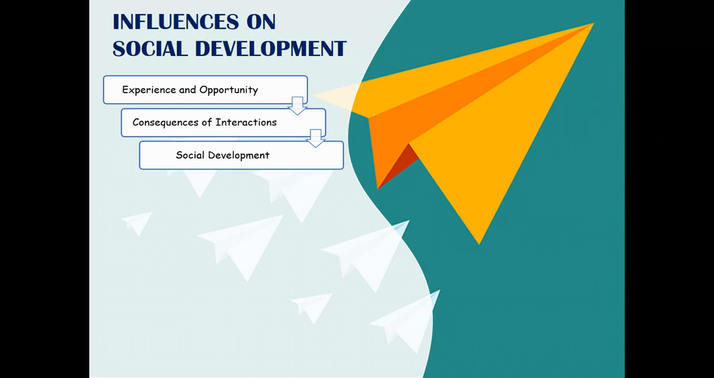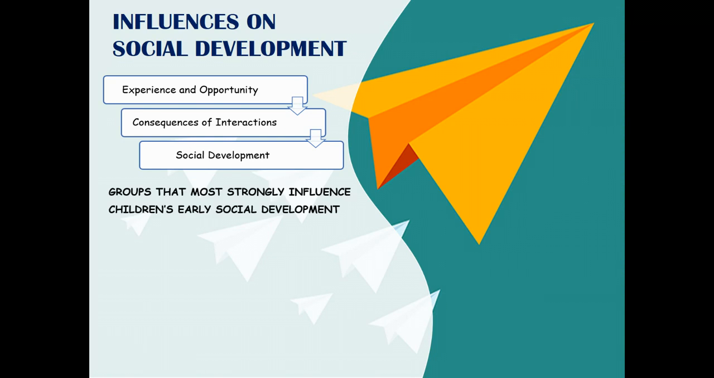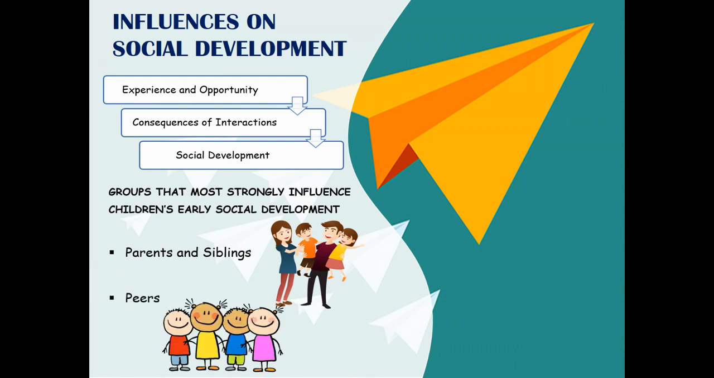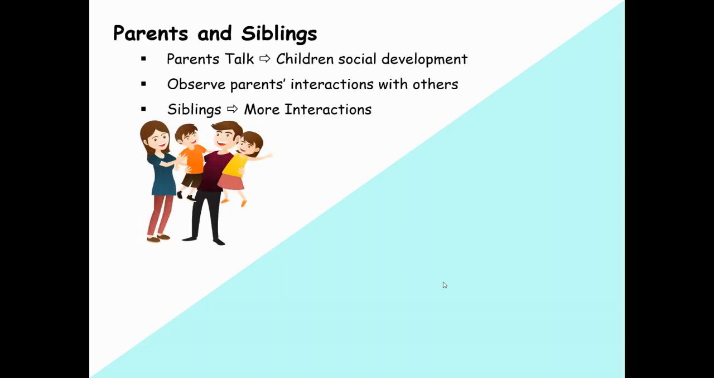In this study, it revealed that there are two groups of people that most strongly influence children's early social development. Those include our parents and siblings, and our peers. As you may have known, when a baby is born, they spend most of their time with their parents or siblings. So parents and siblings become the first group of people that influence their social development the most. When parents talk to the babies or talk to each other, the baby learns and observes those interactions. Then one day, they start to develop the ability to interact with their parents as well.